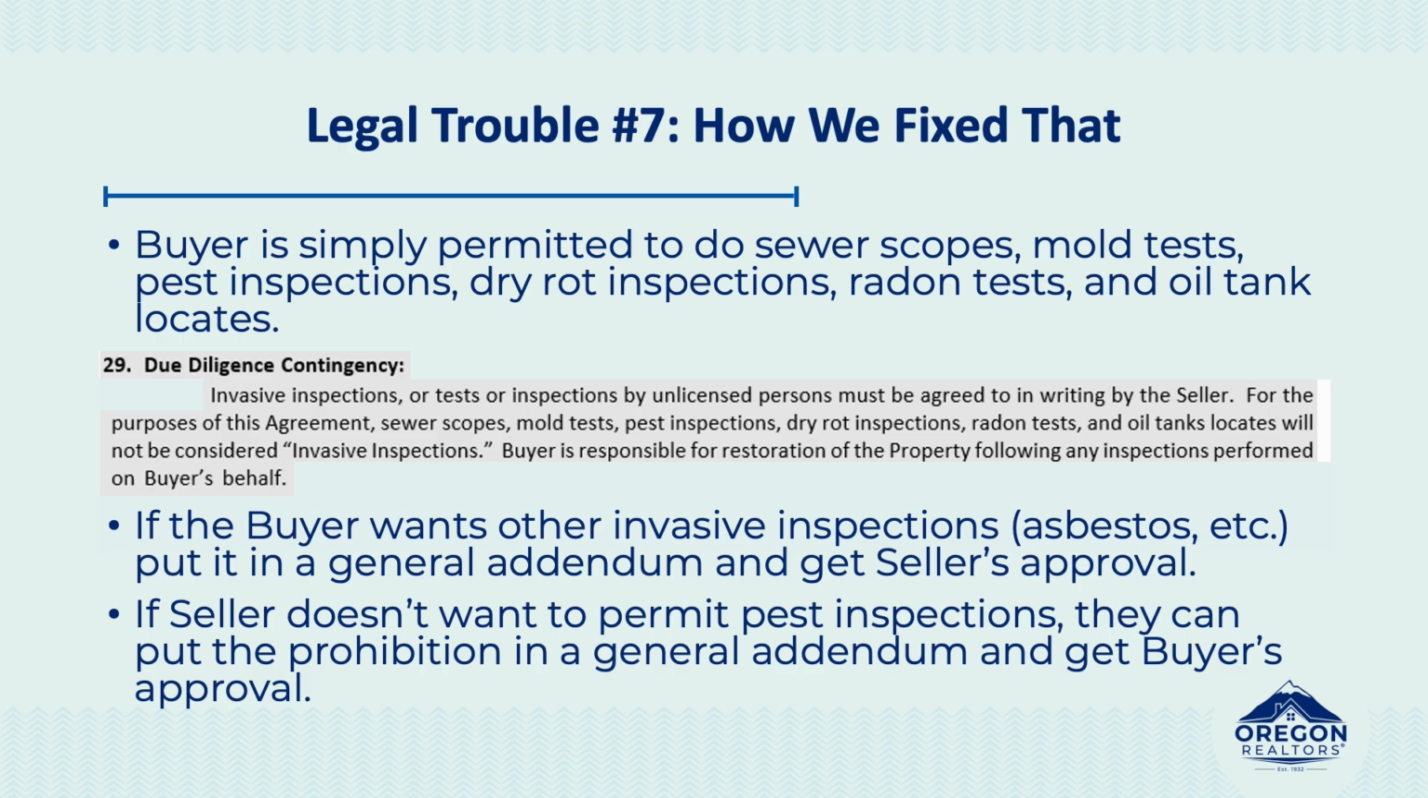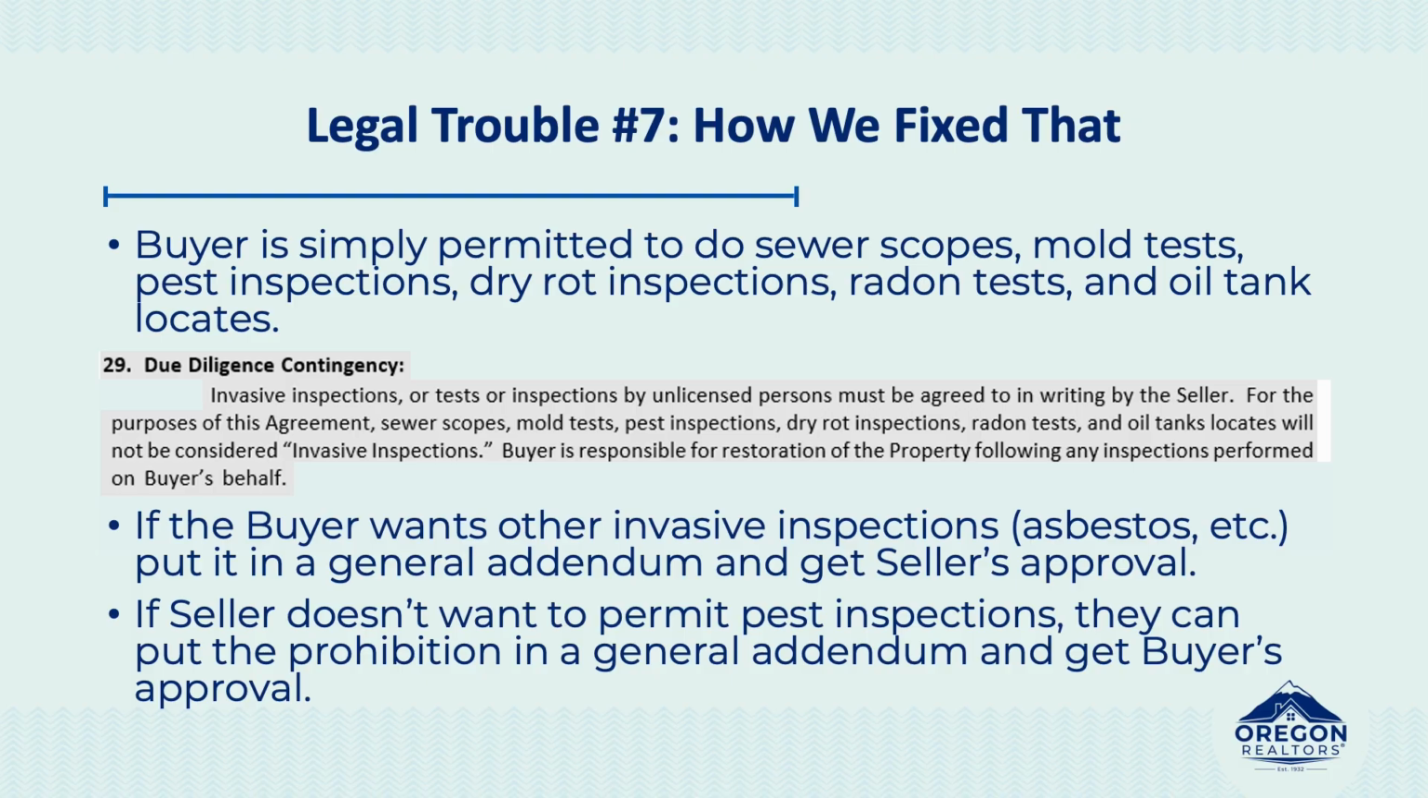The seller can say, buyer, you are not allowed to do pest inspections. Put that in the offer. The seller can make that specification. However, from the buyer's perspective, that is quite telling. If the seller says you're not allowed to look for pests, that tells the buyer something. Vast amount of other inspections still are invasive, still require additional approval from the seller.